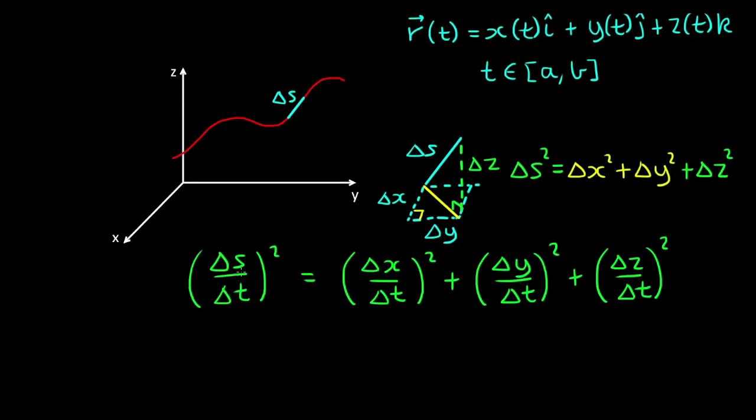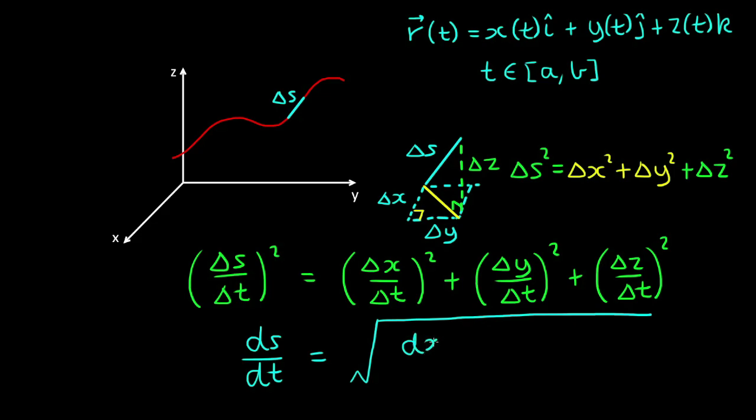And taking the limit as delta t goes to 0, and then the square root of both sides, we get the derivative of s with respect to t is equal to the square root of (dx dt) squared plus (dy dt) squared plus (dz dt) squared.